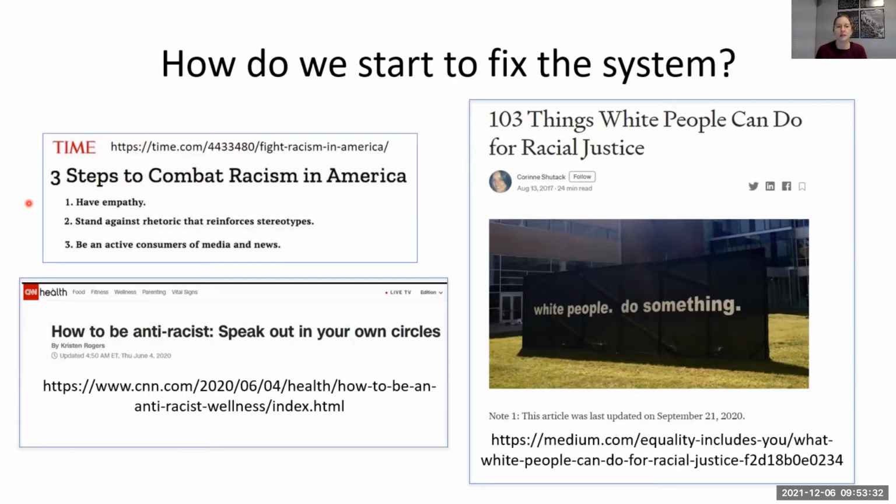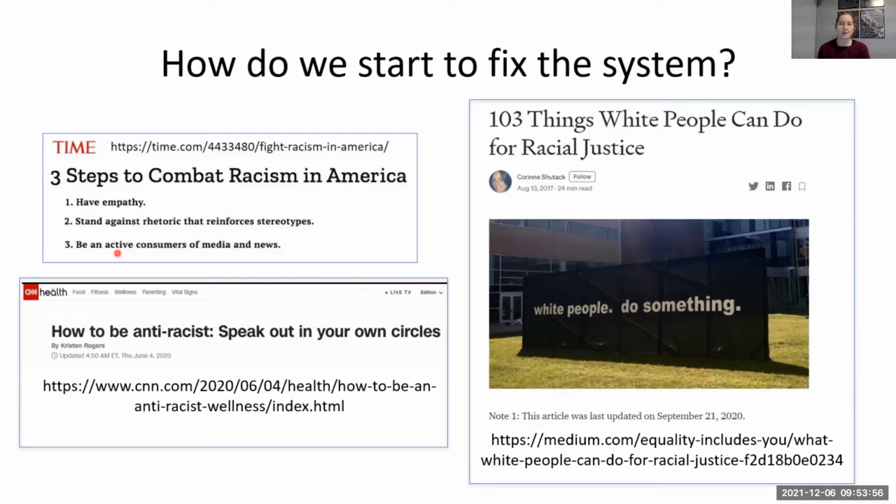And then the third is being an active consumer of media and news. By active, they don't mean a lot, they mean being critical. So that means using the CRAP tests like we learned last term to evaluate what you're reading, to figure out whether or not it's biased, to figure out whether or not it's trying to sway your opinion, and then deciding if you should be internalizing it or not.